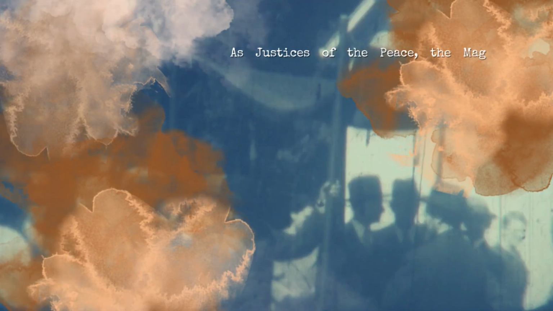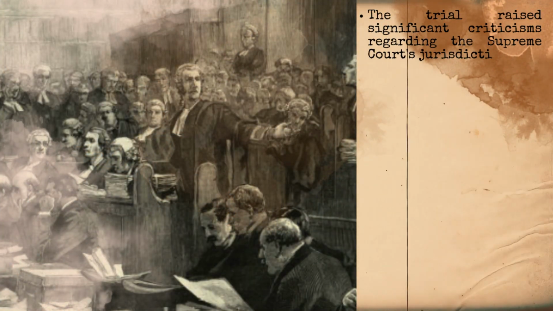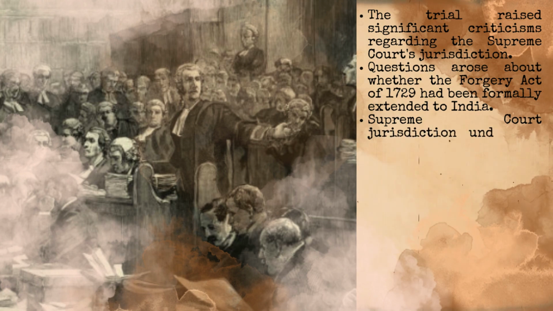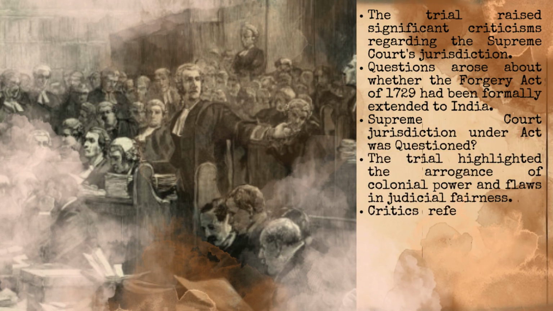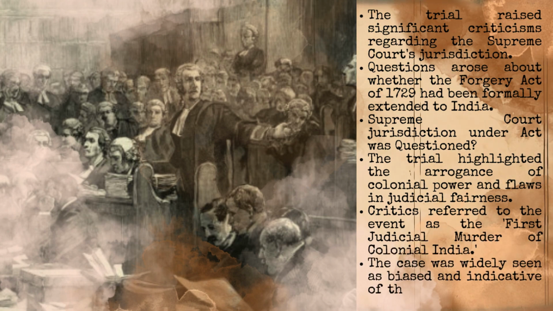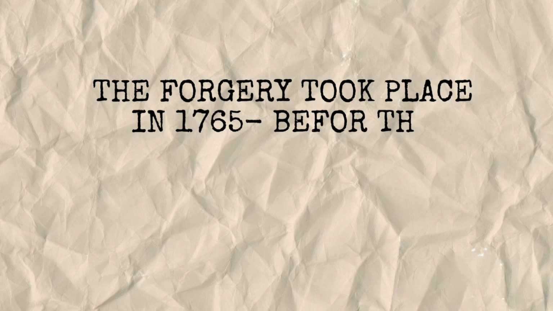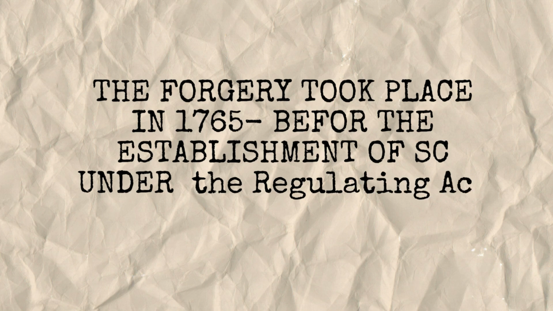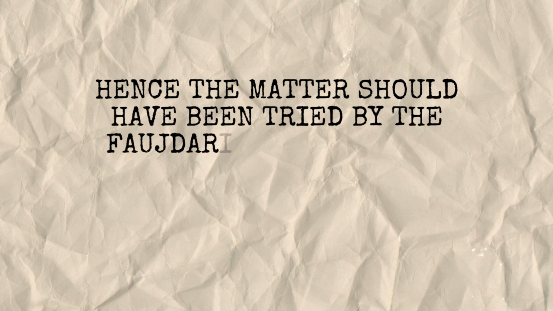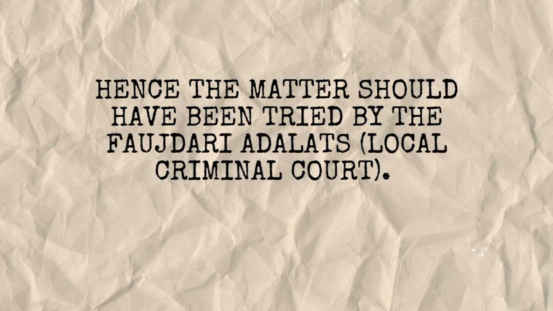offence. So this trial of Raja Nand Kumar raised two critical issues that question the legitimacy of the proceeding. The first is whether the Supreme Court of Calcutta had jurisdiction over the case, and the second is the applicability of the English Act of 1729 in colonial India. The first objection raised by Nandakumar's defense questioned the jurisdiction of the Supreme Court. The alleged forgery had taken place in 1765, well before the establishment of the Supreme Court under the Regulating Act of 1773. So according to Indian laws at the time, such matters should have been tried by the Faujdari Adalat, the then local criminal courts.